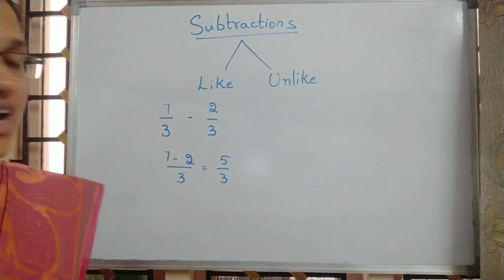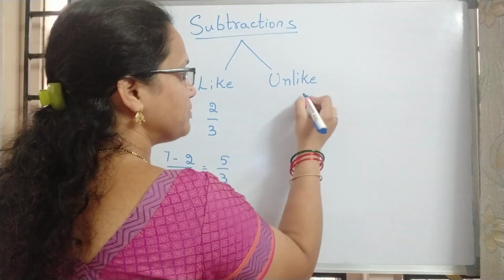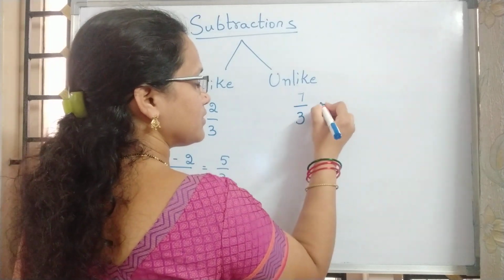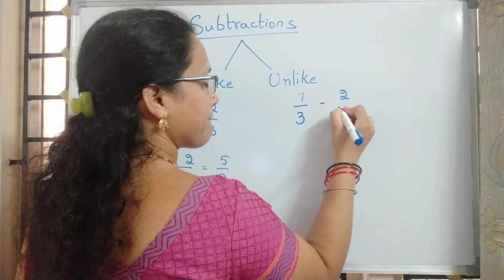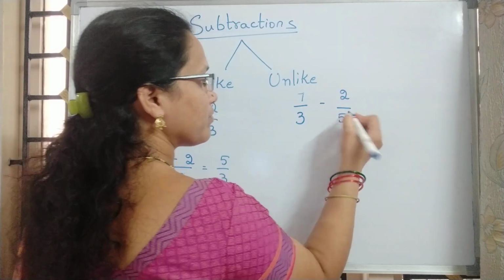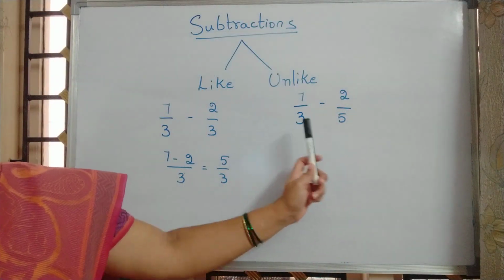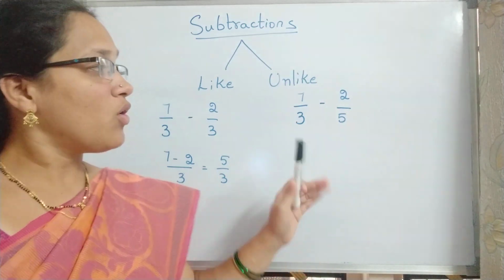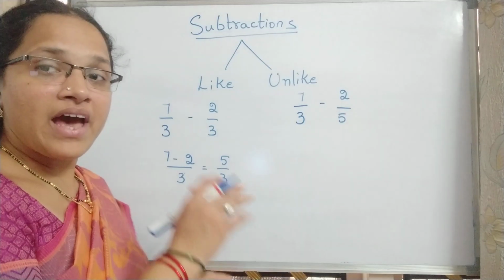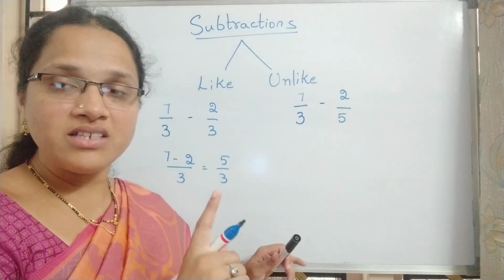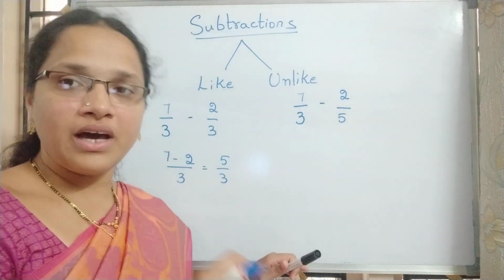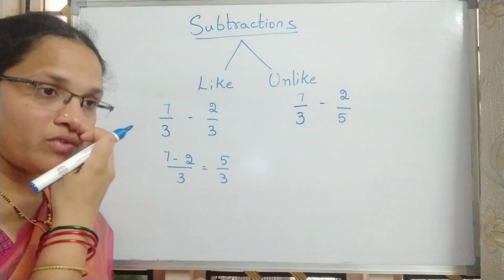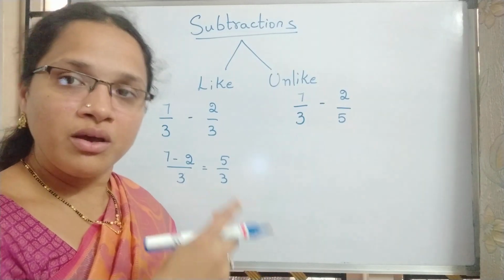Even for unlike fractions, let us see one example. There are two different denominators given here, so it is an unlike fraction. Now how do we do subtraction? In a similar way, the first thing is you have to convert the unlike fractions into like fractions. How do we convert them? We have to find the LCM of both the denominators.